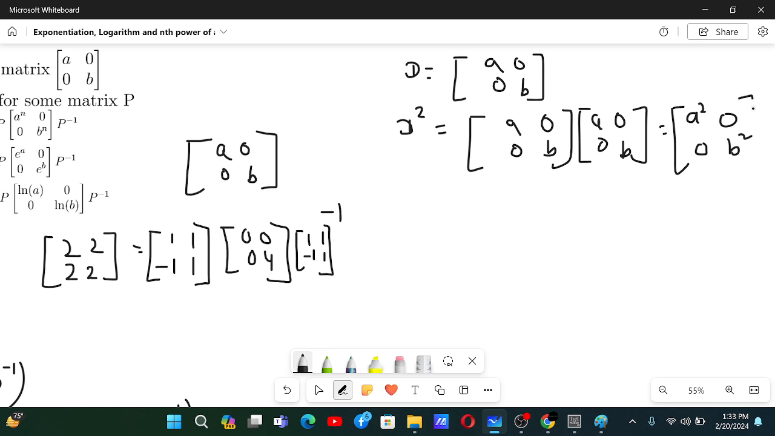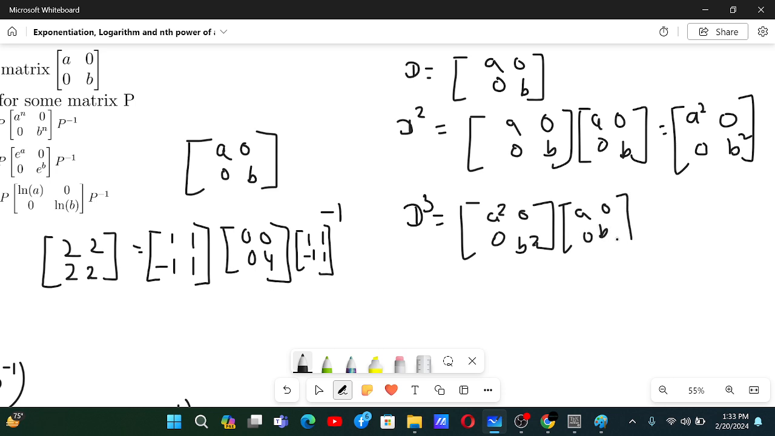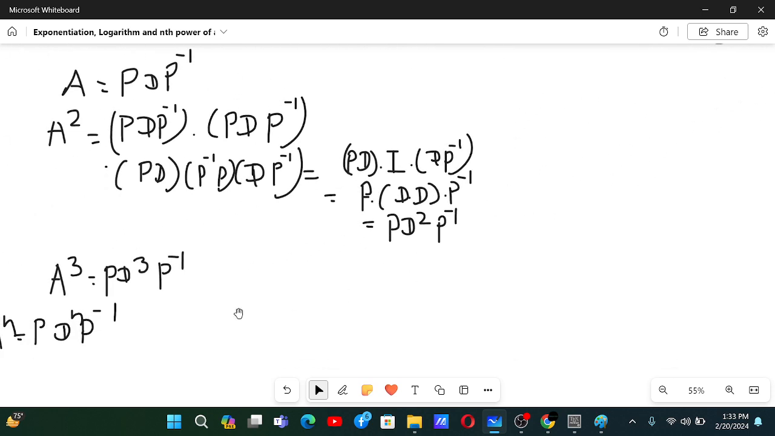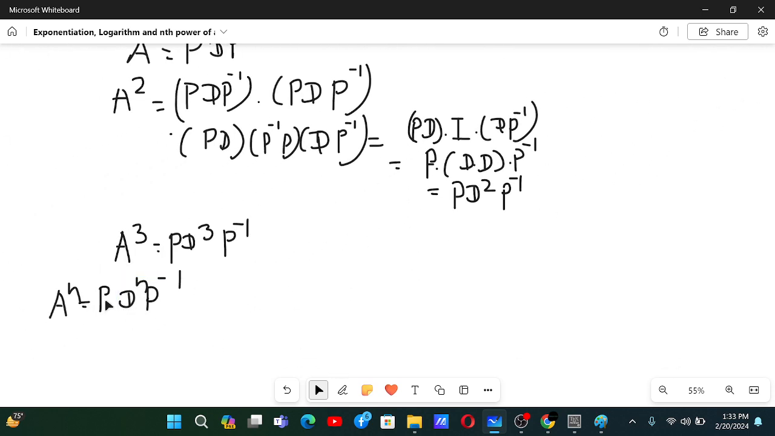So you see, again, if you try to find D cube by multiplying [a square, 0; 0, b square] and [a, 0; 0, b], what you get is just [a cube, 0; 0, b cube], and so on. If you want to find D to the power n, you will just get [a to the power n, 0; 0, b to the power n]. So with such simplicity we can easily raise D to any exponent. That's why it's easier to find D to the power n.